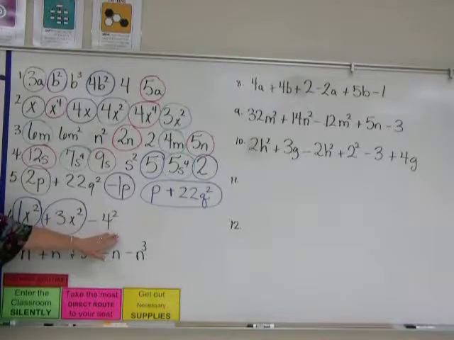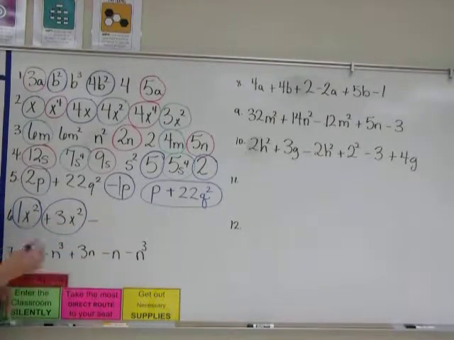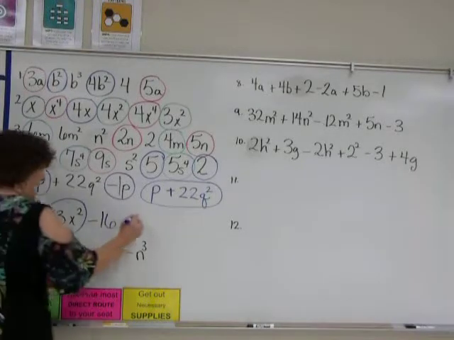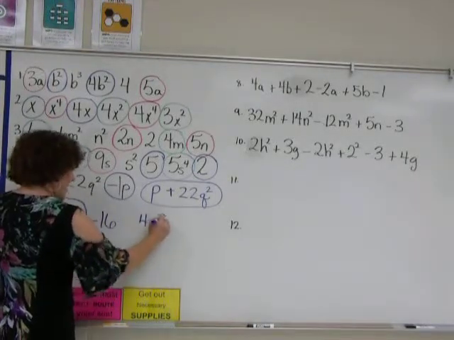What is 4 times 4? 16. So you were supposed to at least turn that back into 16. But there's no other whole number to combine it with. That's the only whole number. So if I have 1x squared and I add 3x squares, how many x squares do I have? 3 plus 1 is? I have 4x squared.